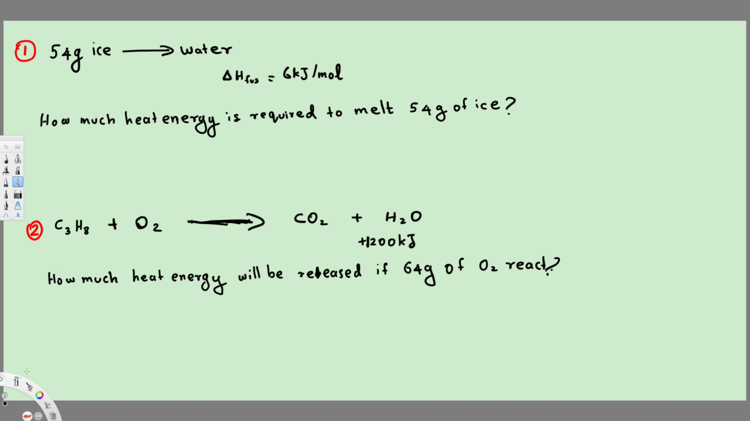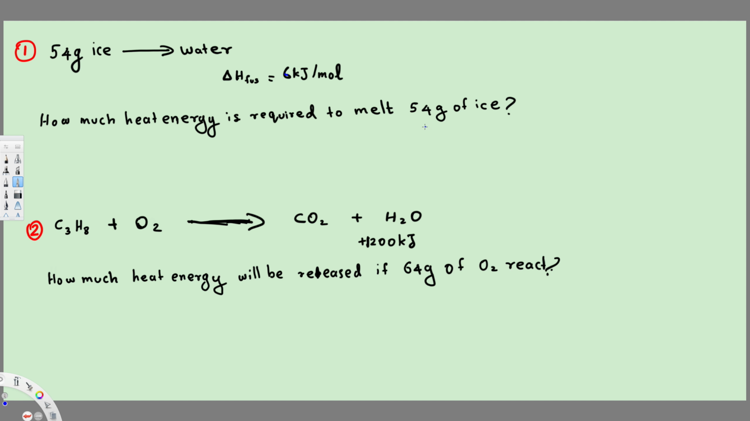So here the question is asking, first of all we have an equation that 54 gram ice is melting as water and heat of fusion is provided by 6 kilojoule per mole. So this basically means for 1 mole of ice it needs 6 kilojoules of heat to melt, right? So that's what it's representing. Here the question is asking how much heat energy is required to melt 54 grams of ice.